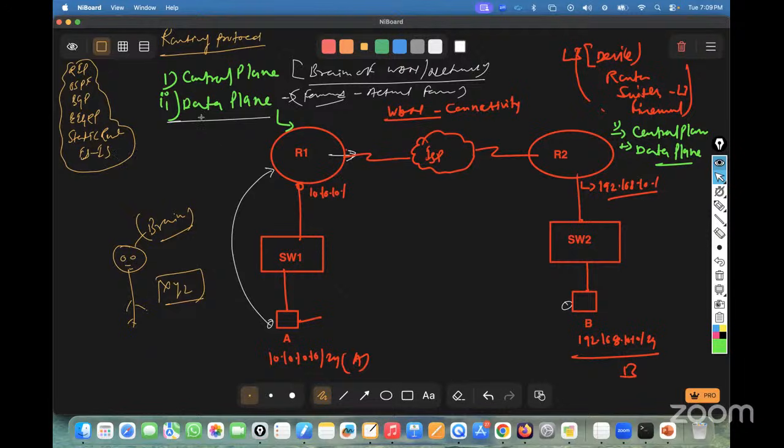And then your data plane is nothing but the actual physical interfaces, like Gigabit Ethernet, 10 Gigabit Ethernet, Fast Ethernet, and serial interfaces. Those interfaces are used to forward the traffic. Make sense? So these routers always use the control plane and data plane, and based on that you process the traffic.